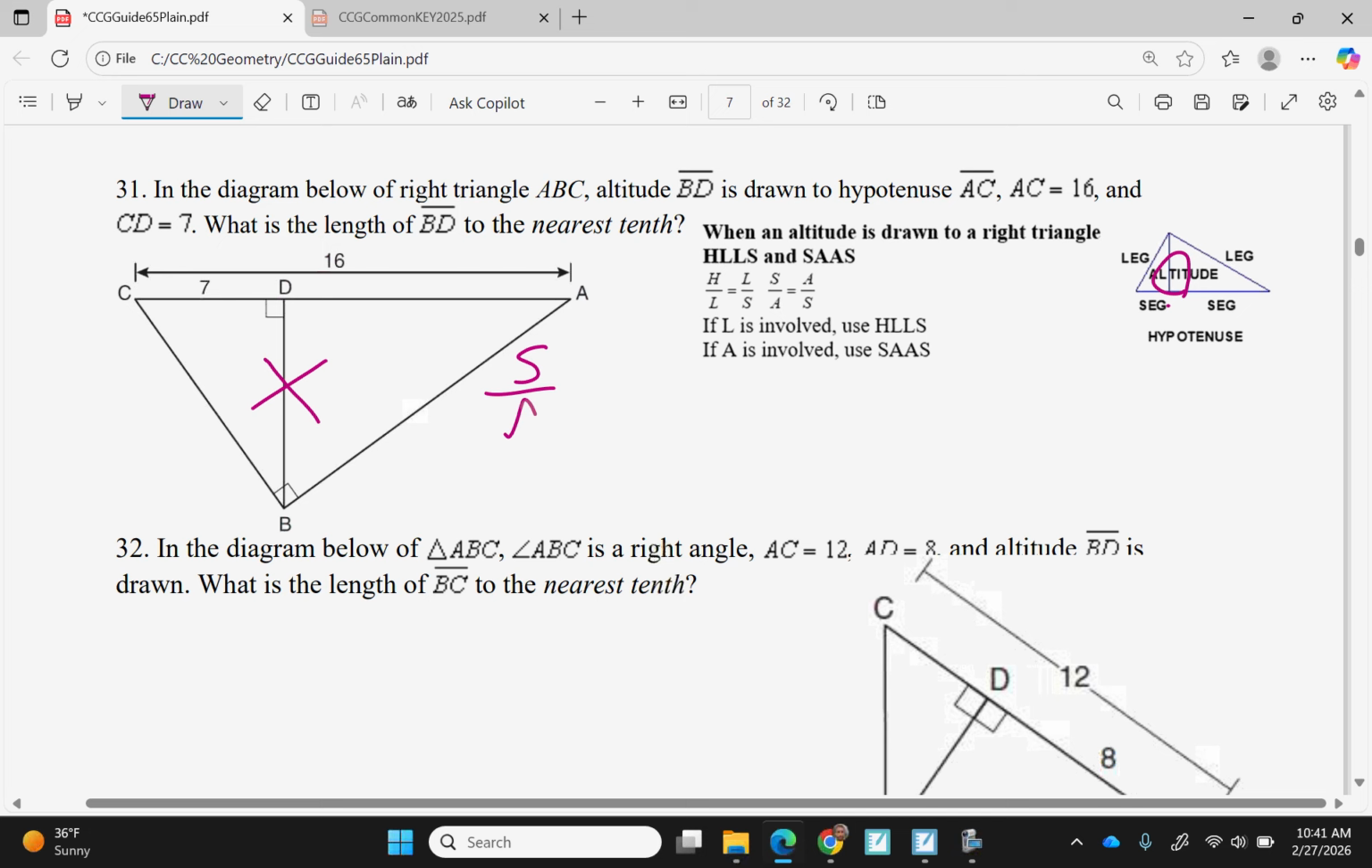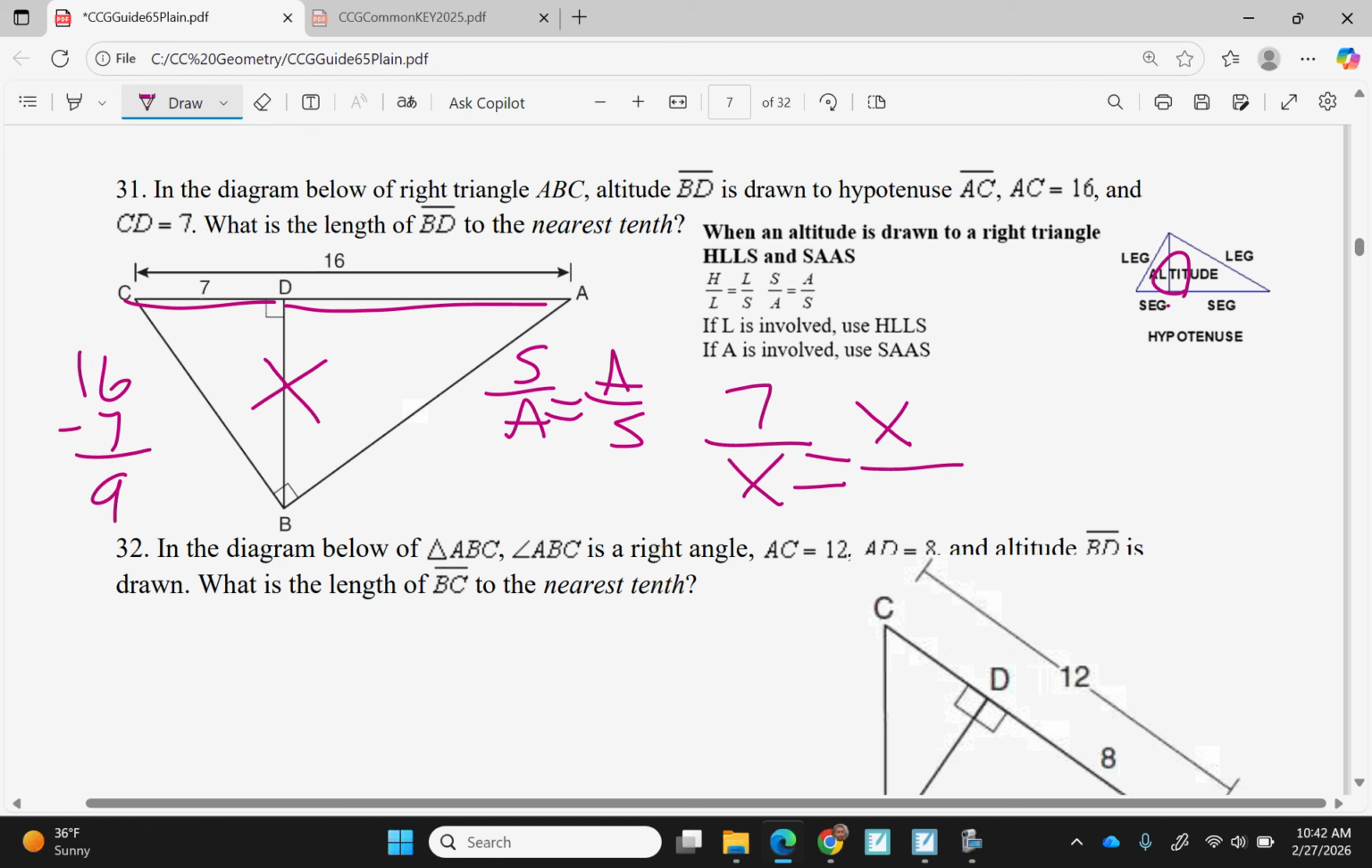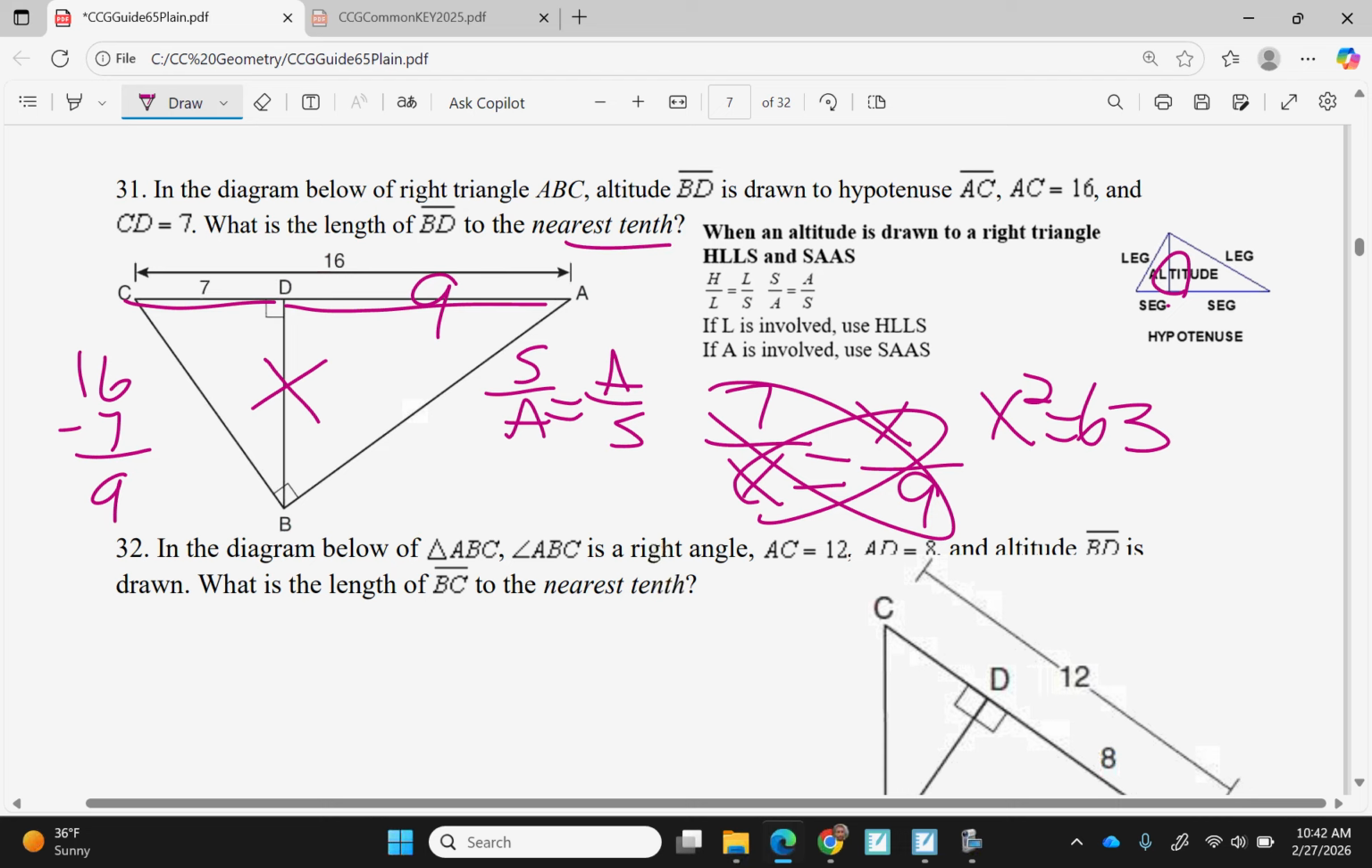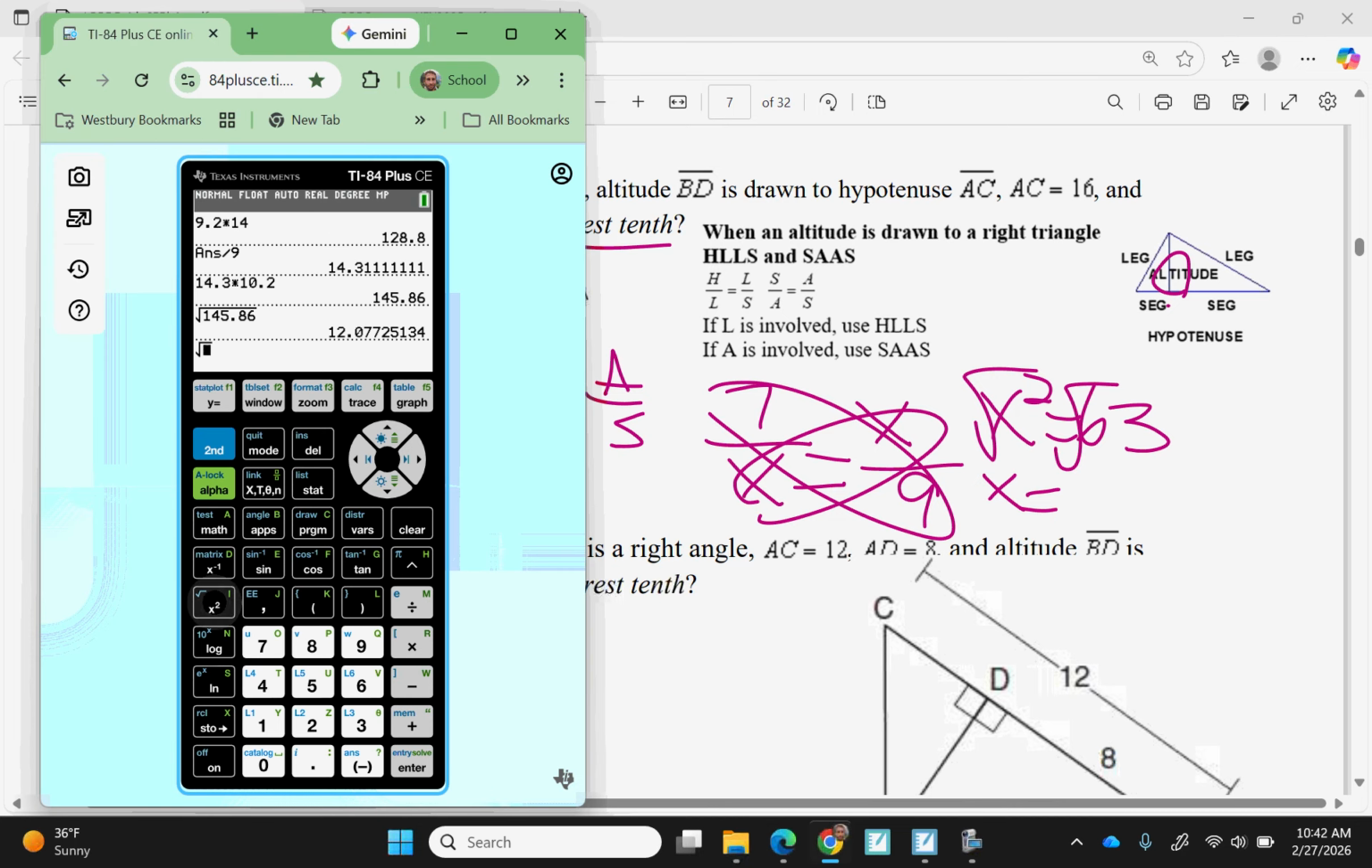So we're going to go S over A equals A over S. This S is 7, over A, which is X, equals A, which is X. Little problem, I don't have this seg, but if the whole thing is 16, I can subtract 7 from 16 to get 9. Again, expect to have to add or subtract pieces. X and X is X squared. 7 and 9 is 63. It wants it to the nearest tenth. Square root of 63, type that into the calculator, and I get 7.9.